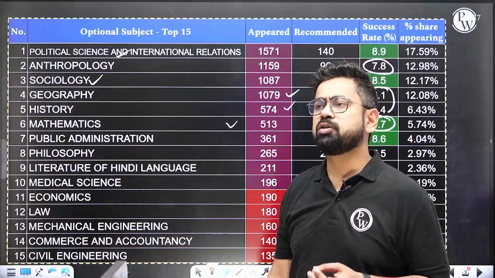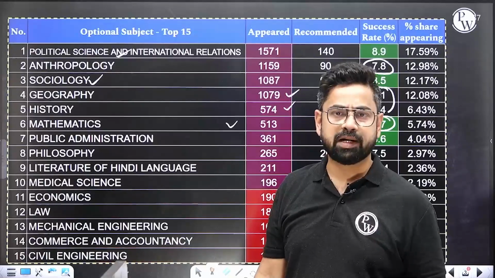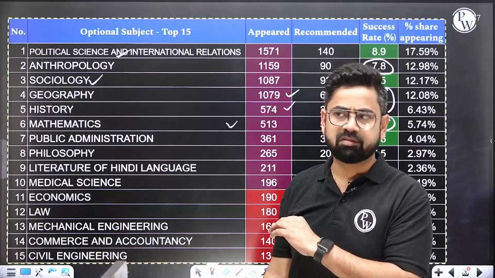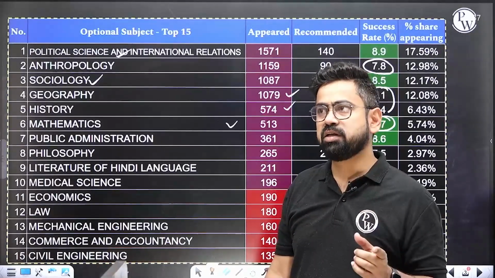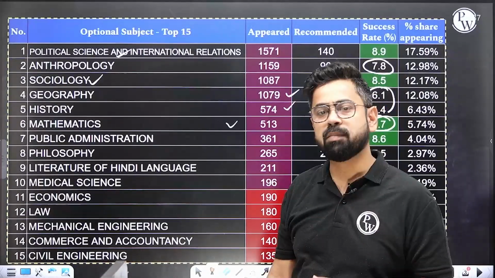but it does not mean that everybody can take the mathematics optional. You have to have the aptitude for numbers. You should have a background in mathematics. Not everybody can switch to mathematics, but yes, it is an advantage for engineers that they can switch to mathematics if they are good in it.